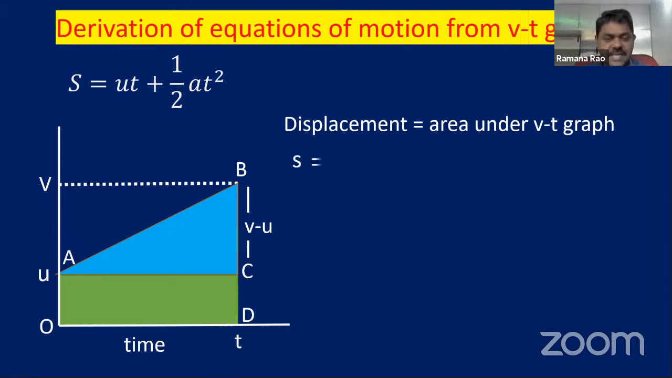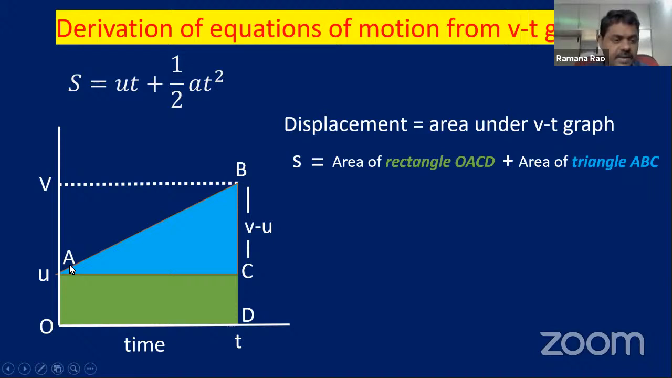So displacement S is equal to the area under rectangle OACD. This is the rectangle, you can see OACD, and the area of triangle ABC. So area of rectangle OACD plus area of triangle ABC.